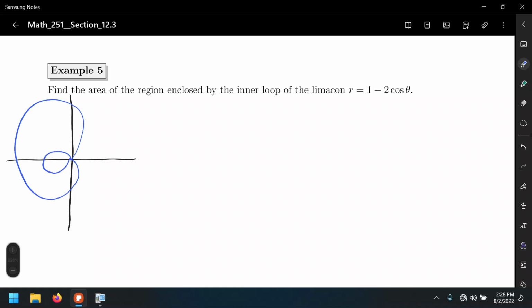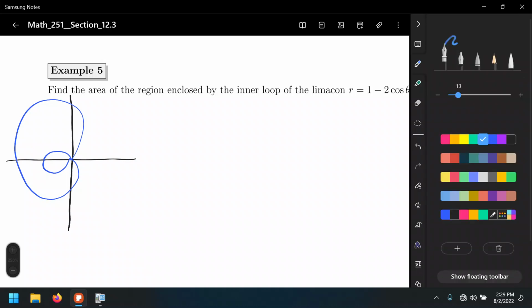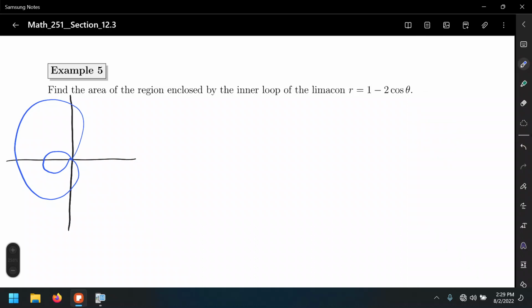The issue with this graph is, well, number one, let's find the intersection points. We do that by setting the function equal to 0: 1 minus 2 cosine theta equals 0, negative 2 cosine theta equals negative 1, and cosine equals 1/2. All right. So we're looking for the values for the angles that have a cosine of 1/2.